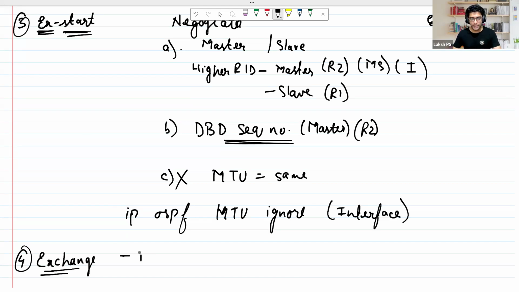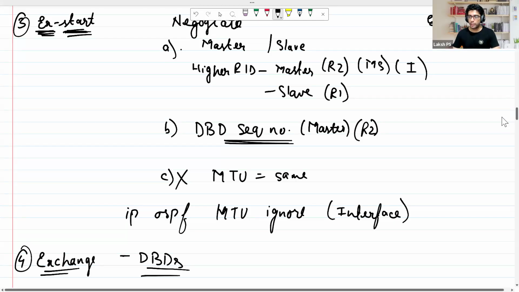In the exchange state, basically your DBDs are exchanged between the two routers. That is why it is called the start of the exchange of DBDs. It is starting. I mean, it's just the start. The DBDs are not yet exchanged in the ExStart state. The DBDs are exchanged only in the exchange state.